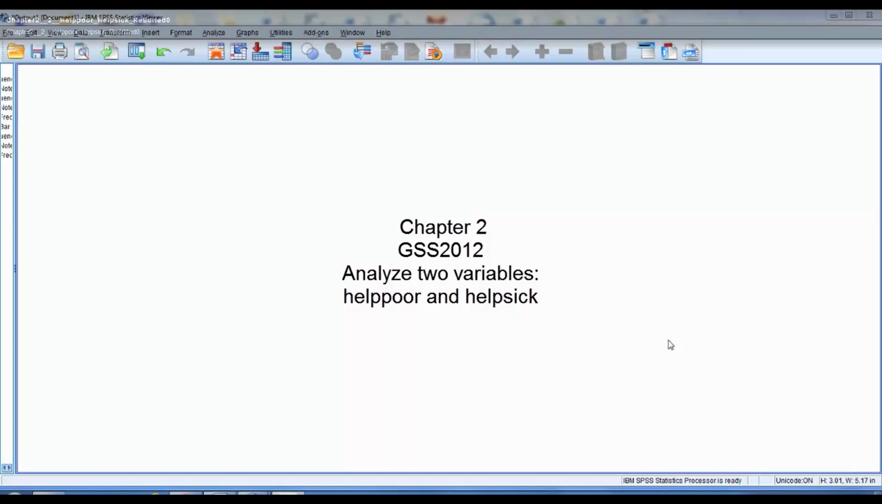In this module, we're going to look at two similarly coded ordinal variables, one of which has more variation than the other. However, both of which have similar, or actually the same, measures of central tendency.